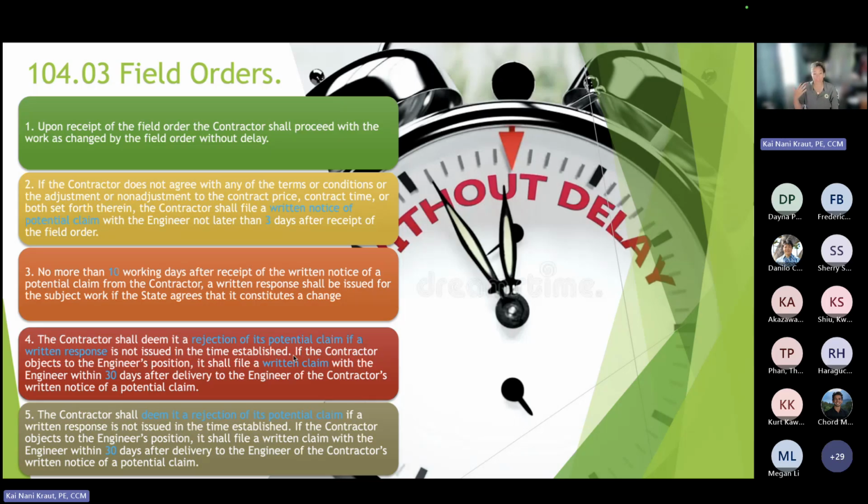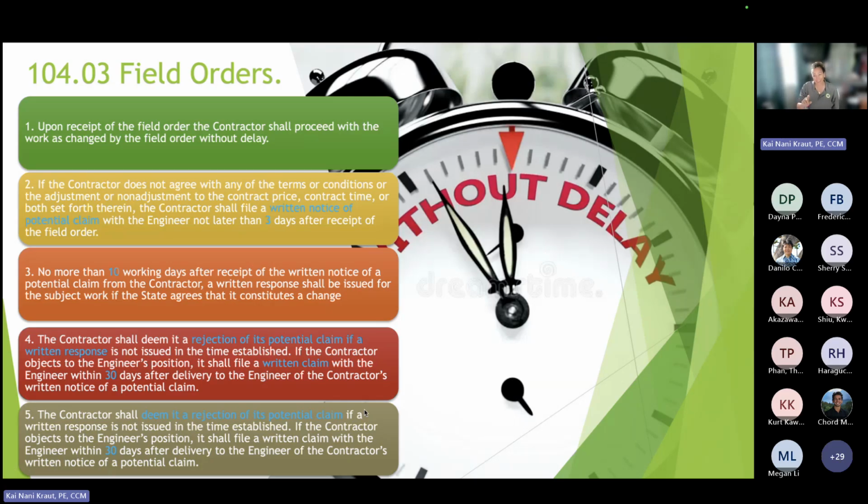So if for some reason we don't respond, the contractor is supposed to take that as rejection, and they're supposed to, again, file a written claim with the engineer within 30 days delivery of the notification. So it's so important for us to track these durations. The contractor shall deem it a rejection of potential claims. So now they wrote a letter, maybe we didn't respond, so they're supposed to take that as rejection.